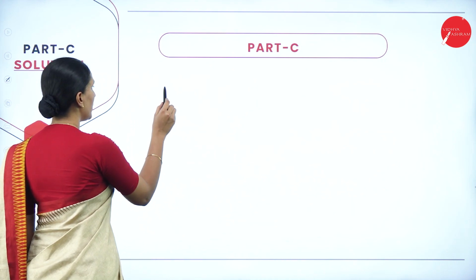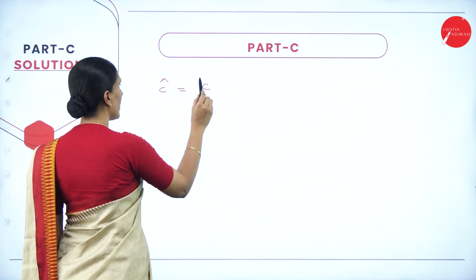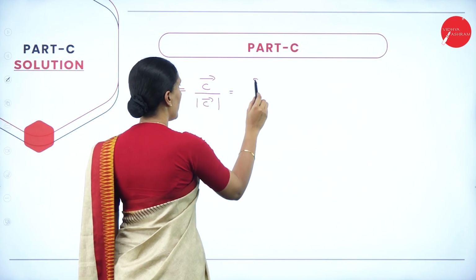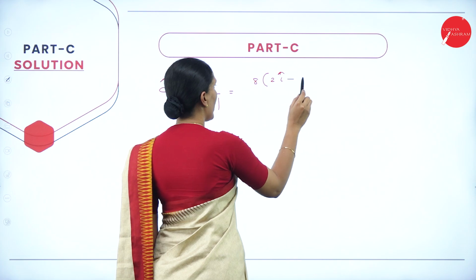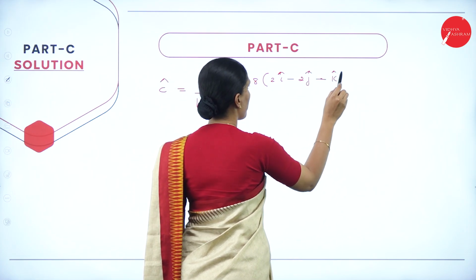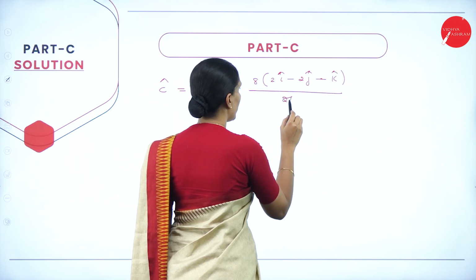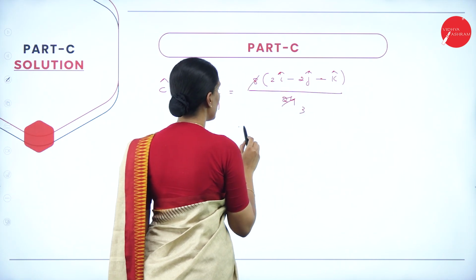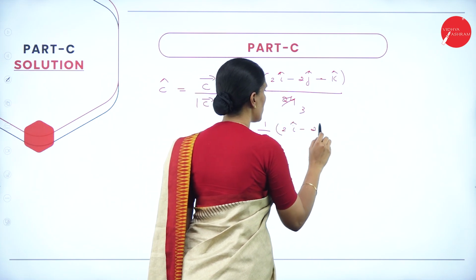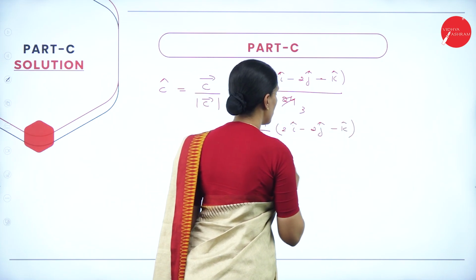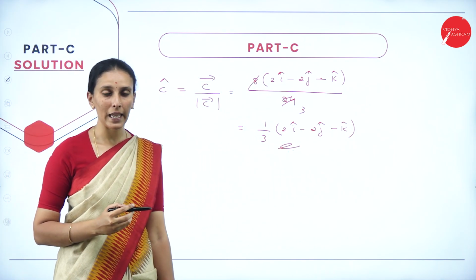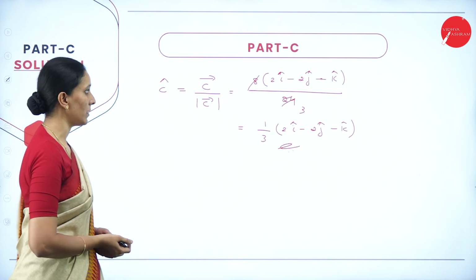So now we need the unit vector c cap, which can be written as vector c by its magnitude. So we have 8 into 2i minus 2j minus k whole divided by 24. So we get the answer as 1 by 3 into 2i minus 2j minus k. So this is the unit vector perpendicular to both the vectors, vector a plus b and vector a minus b.